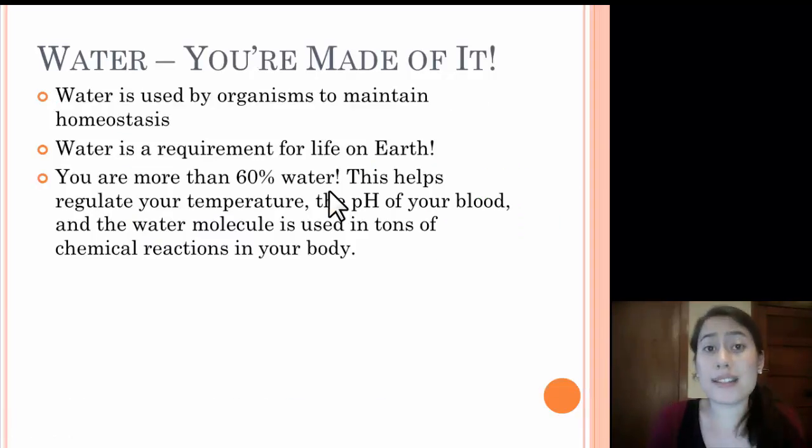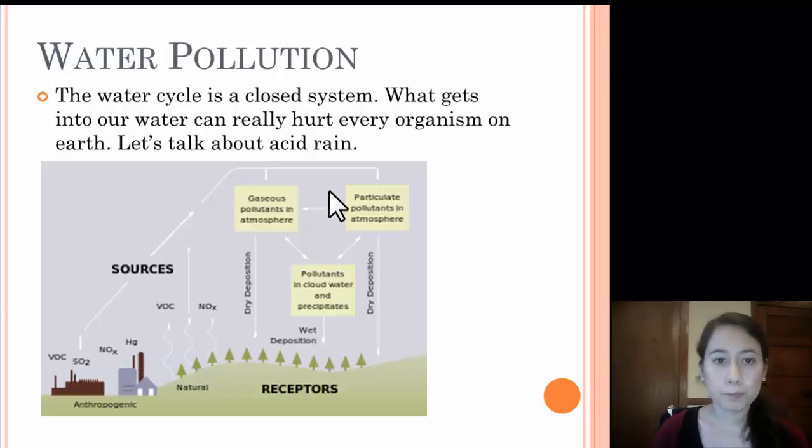In terms of why water is important to you as a human, you are made mostly of water. You're more than 60% water by weight, and it's used in your body mostly to maintain homeostasis and in some cases to do chemical reactions that rearrange those molecules. Water is a requirement for life on Earth. Every living organism that we know about has water in it and uses water in order to maintain homeostasis.